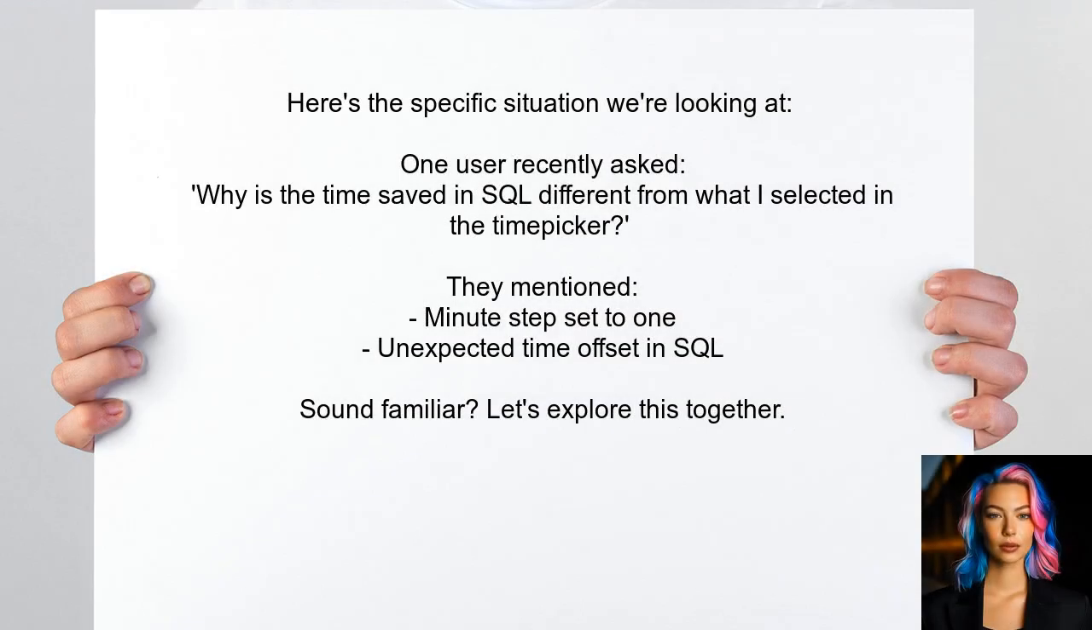Here's the specific situation we're looking at. One user recently asked, "Why is the time saved in SQL different from what I selected in the Timepicker?" They mentioned that their Timepicker is set with a minute step of 1, but the saved time shows an unexpected offset. Sound familiar? Let's explore this together.